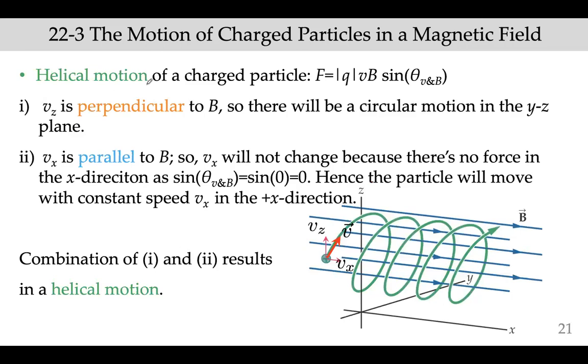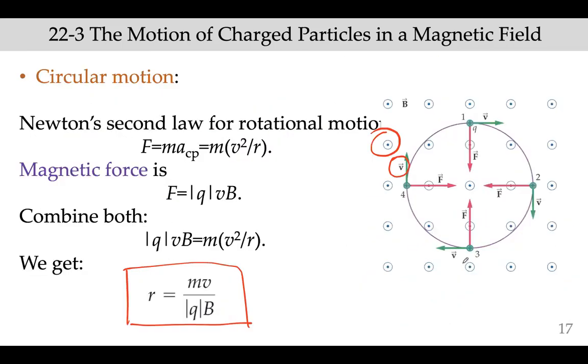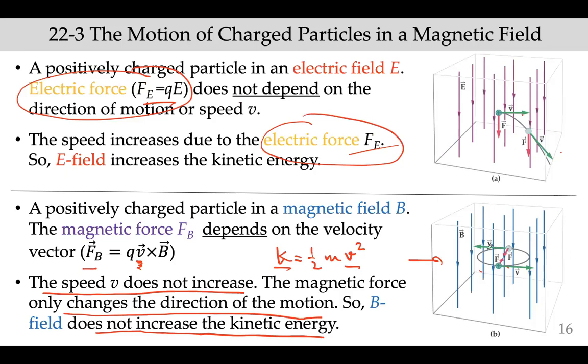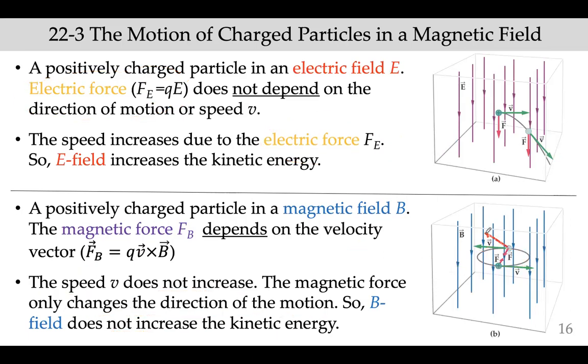Okay, so let's talk now about helical motion of a charged particle. Helical motion is the motion like this. In the previous case, if you remember, the velocity vector was perpendicular to the magnetic field vector, so the particle goes around making circles in the same place. But if there's any initial angle between the velocity and the magnetic field, then the particle would make a helical motion like this.